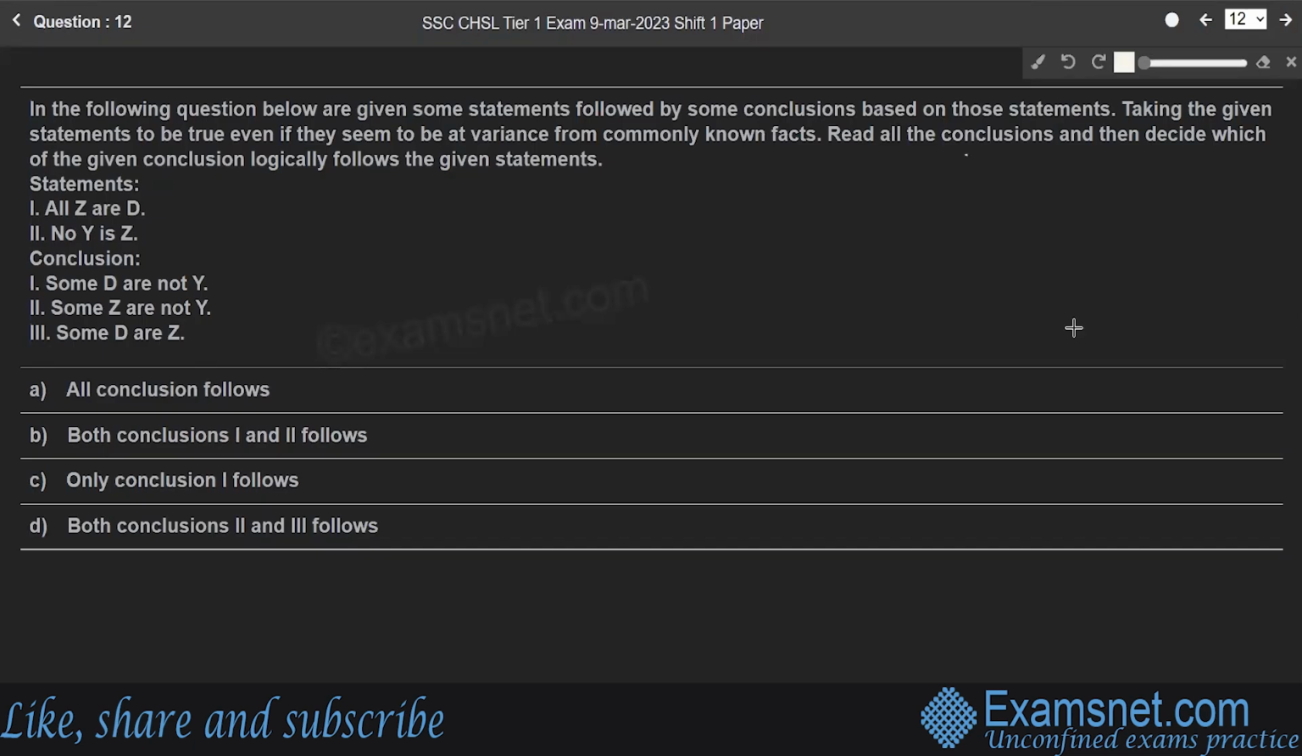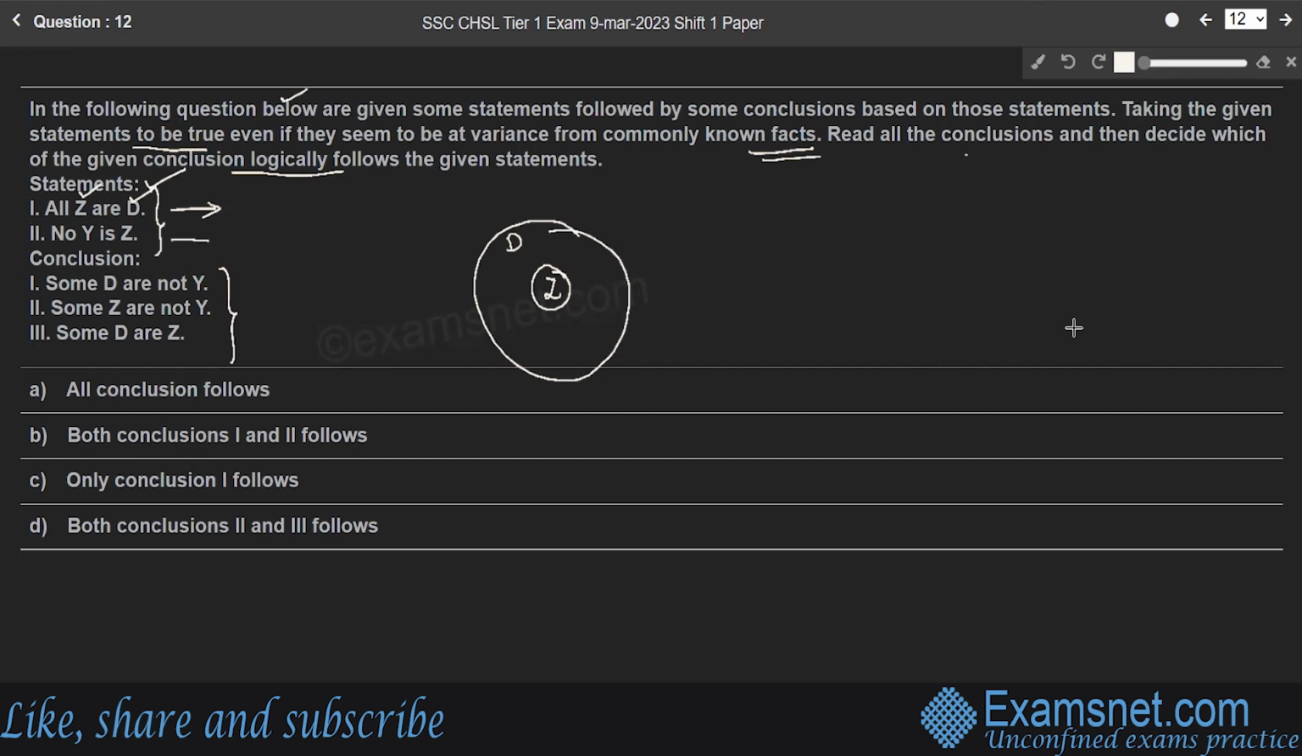Question 12. In the following question, below are given some statements followed by some conclusions based on those statements. Taking the given statements to be true, even if they seem to be at variance from commonly known facts, read all the conclusions and then decide which of the given conclusions logically follows the given statements. Here, students, there are 2 statements followed by 3 conclusions. Let us represent these statements in the form of a Venn diagram, right? The first one, all Z are D. That means there is a set Z which is completely included in set D, right? So we'll consider set Z which is included in set D. That means all Z are D.